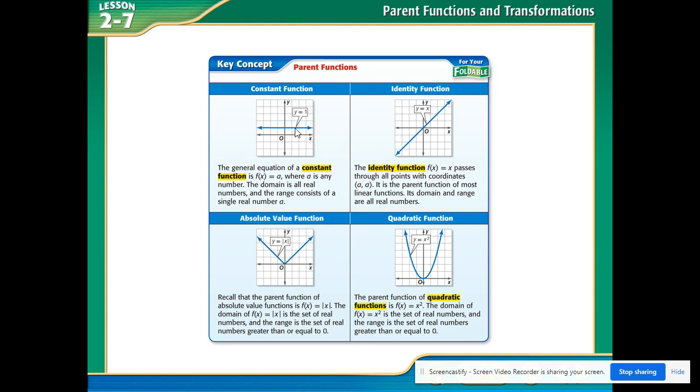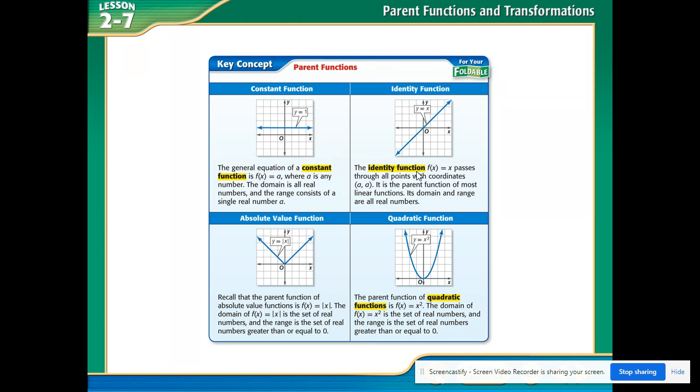We have the constant function, which is just a horizontal line, like y equals 1. Notice there's no x there. There's 0 x's. So it's y equals 1 or y equals 5 or whatever. So a line going through at any given point.